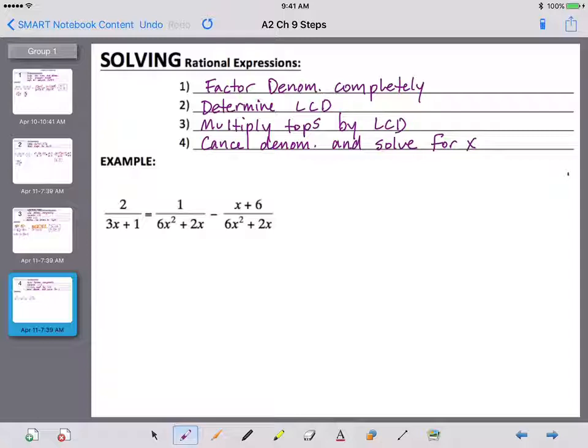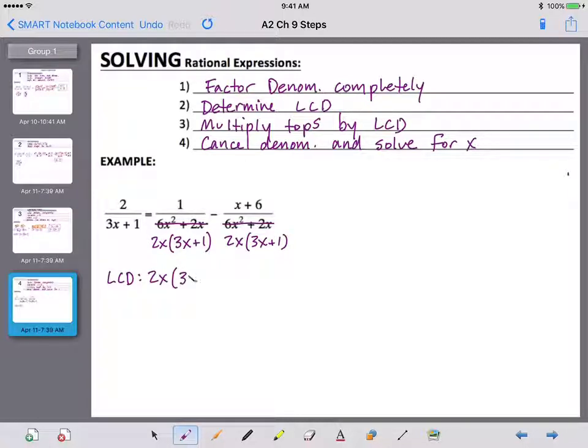All right, so if we look down here, notice that we can factor these denominators on the right side of the equation. 6x squared plus 2x both have 2x in common. If we take 2x out, we're left with 3x plus 1 for both of those denominators. So let's replace the 6x squared plus 2x and cross those out.